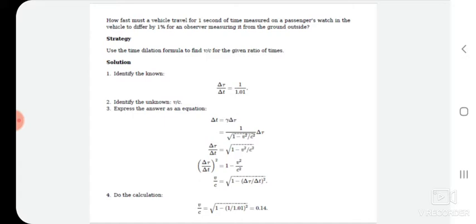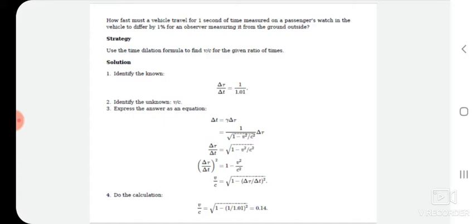If you substitute that value, or if you take the square on both sides, delta t by delta small t square is equal to 1 minus v square by c square, or v by c is equal to square root of 1 minus delta t by delta small t square. If you substitute the value of delta t and delta small t as 1 by 1.01 square and solve that, then v by c is equal to 0.14.